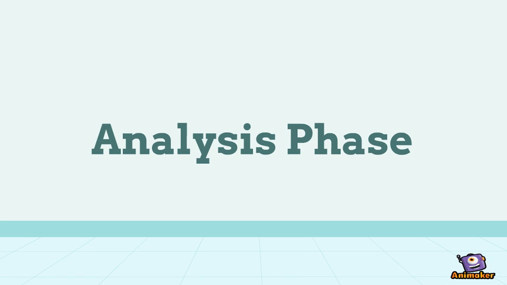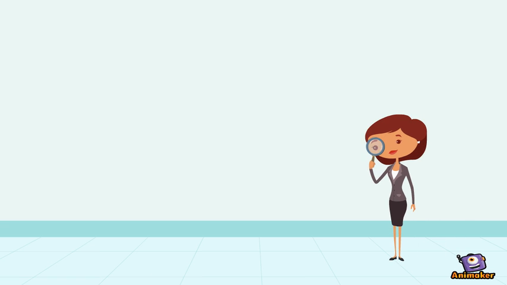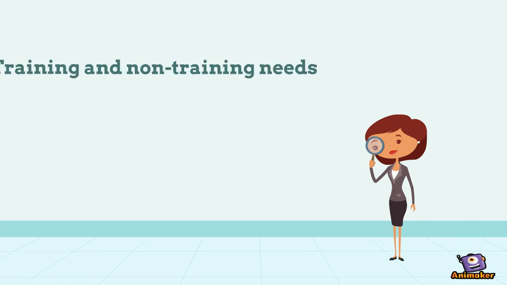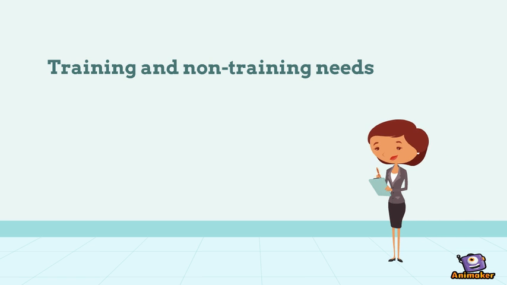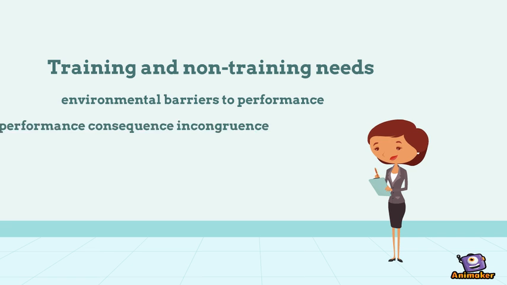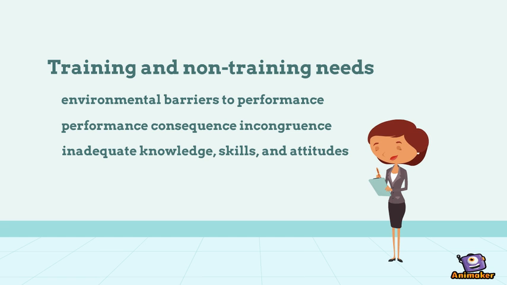In this first phase, the trainer must investigate the source of the performance gap, which could be either training or non-training needs. This could include environmental barriers to performance, consequence incongruence, or inadequate knowledge, skills, and attitudes.